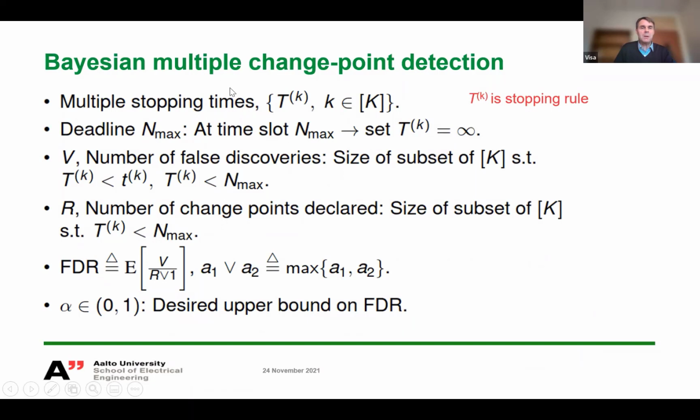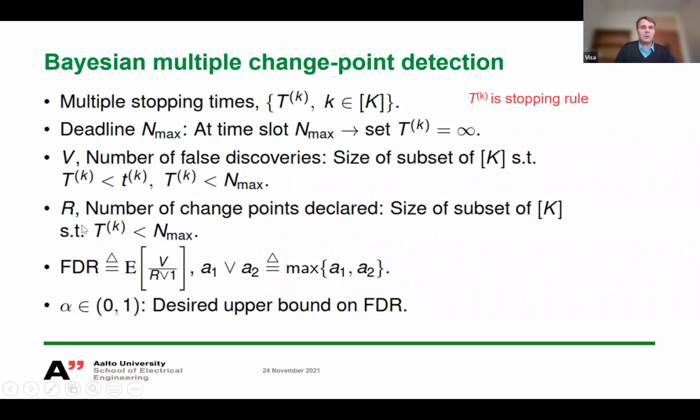And then it's multiple change-point detection. So you want to find multiple stopping times, come up with multiple stopping rules here. And then you may also have a deadline for these decisions, so you need to come up with a decision by some time instance n max. B here, as earlier, denotes the number of false discoveries, and R is, of course, the number of change points that you have declared, and so on.